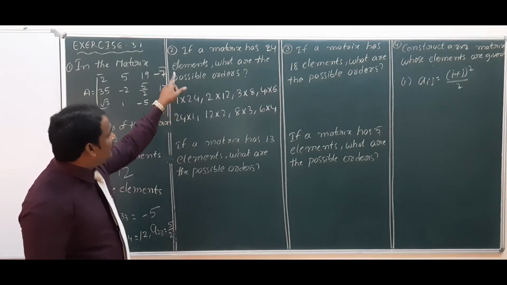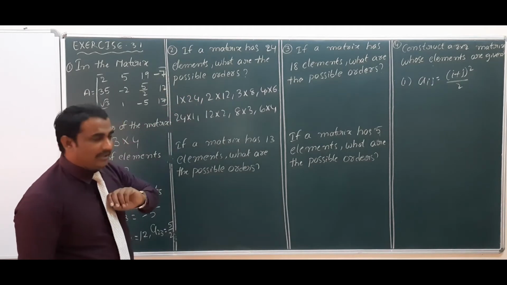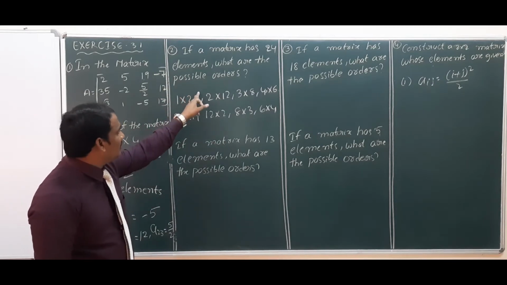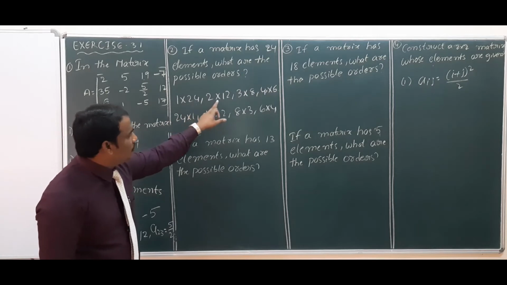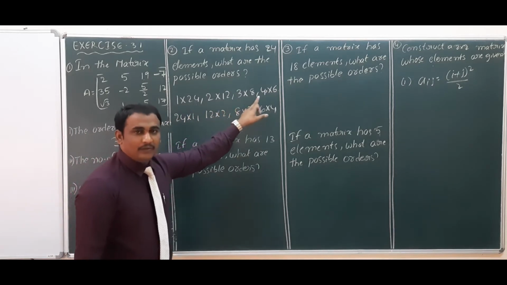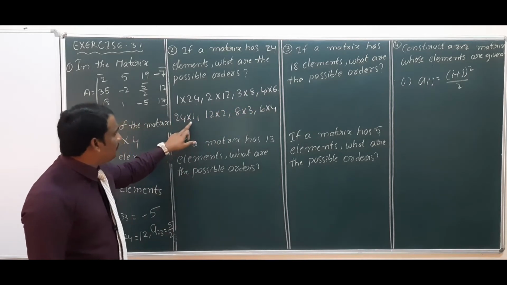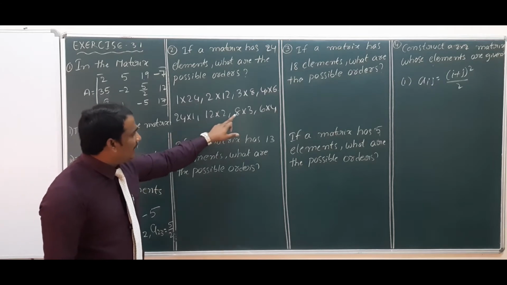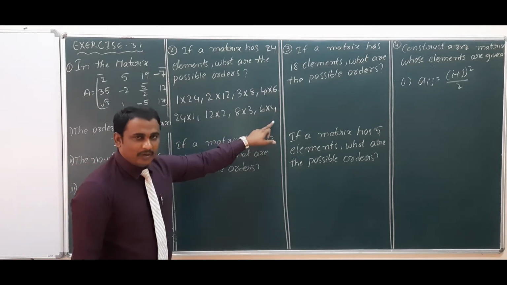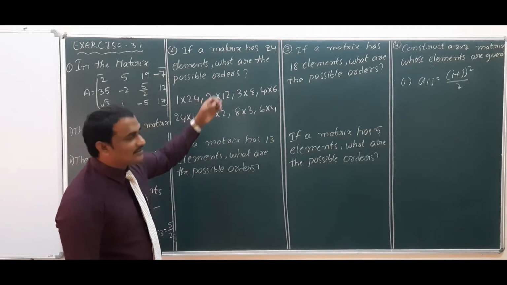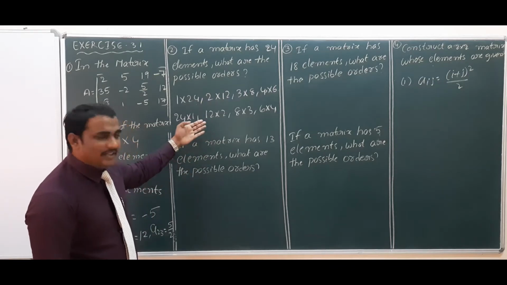Once again, if a matrix has 24 elements, what are the possible orders? 1 by 24, 2 by 12, 3 by 8, 4 by 6, 24 by 1, 12 by 2, 8 by 3, 6 by 4. Or you can write the factors of 24. You will get the same answer.